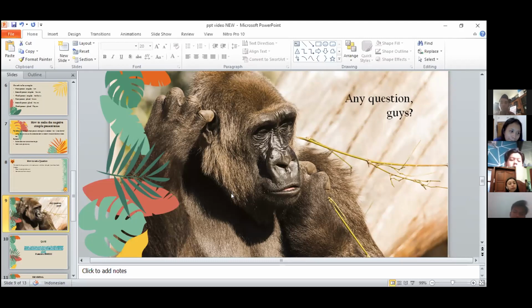The formula of the positive simple present tense is subject plus verb one, with s or es, plus object. Like for the example, she plays football. And the second example, he goes to the school.